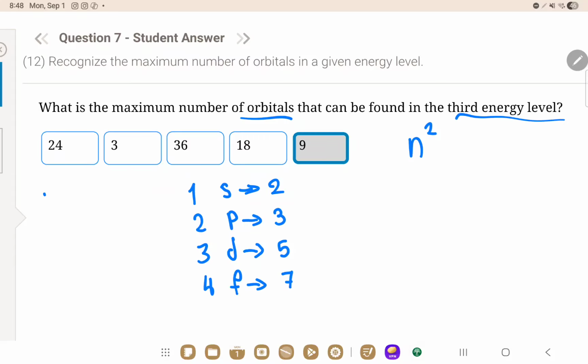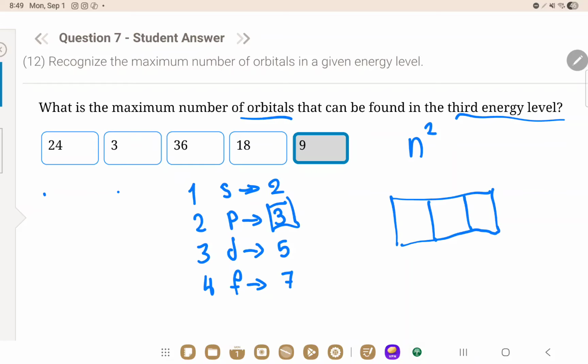Third energy level has 3 sections. What do I mean by 3 sections? And what do I mean by n squared or orbitals? So we need to take it as if it were a house. A house with 3 rooms. Each room has 2 beds. But we're not allowed to have 3 people in one room. We need at least 1 person per room before we can start filling the next room.